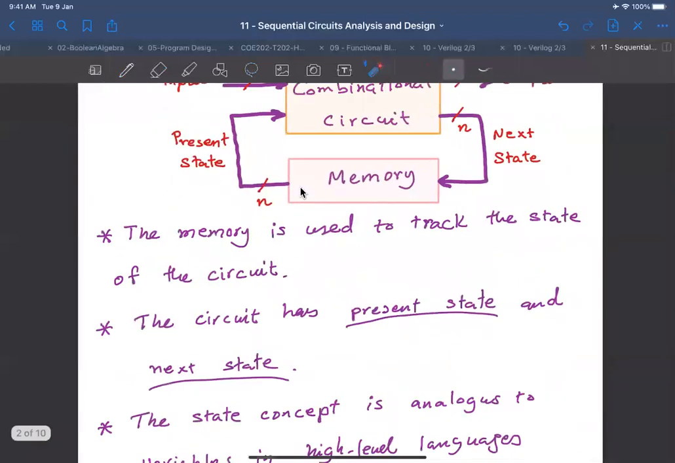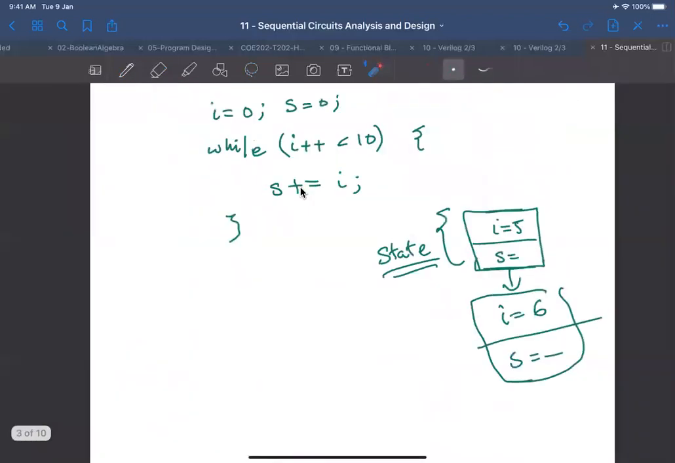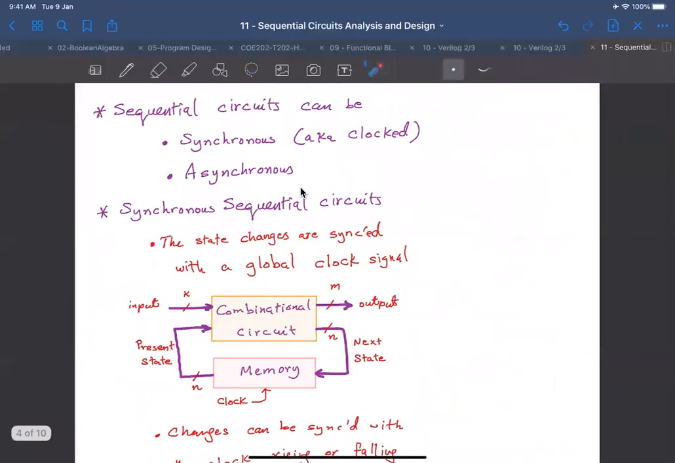So this is a general model. Okay. Then later we will discuss the details.